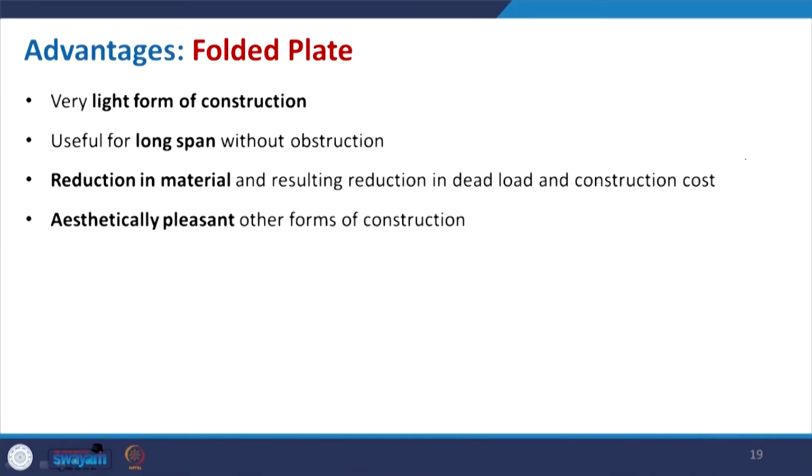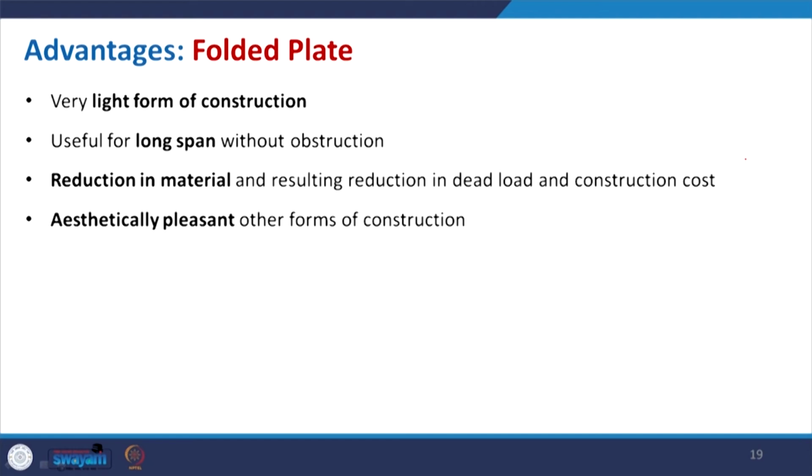Coming to the advantages of folded plate: one, it is very light because of the reduction of the thickness of the slab. It is useful for long spans without obstruction. This is similar to the space frame, but here also we can apply the same reduction in material, resulting in reduction in dead load and construction cost as well.